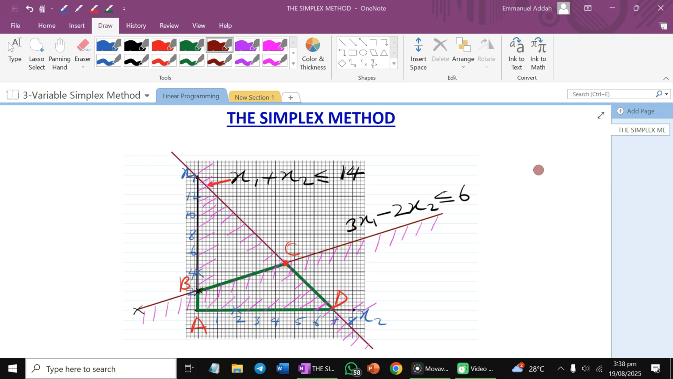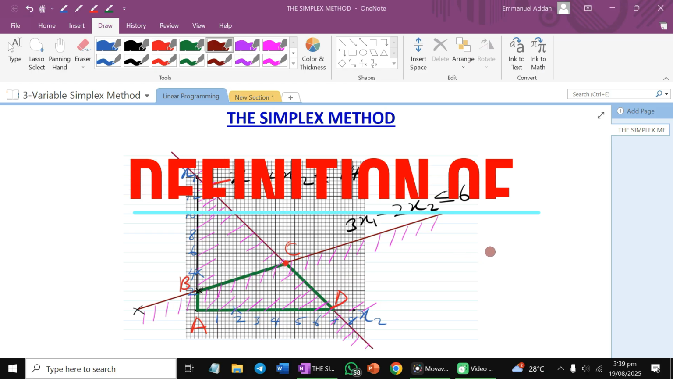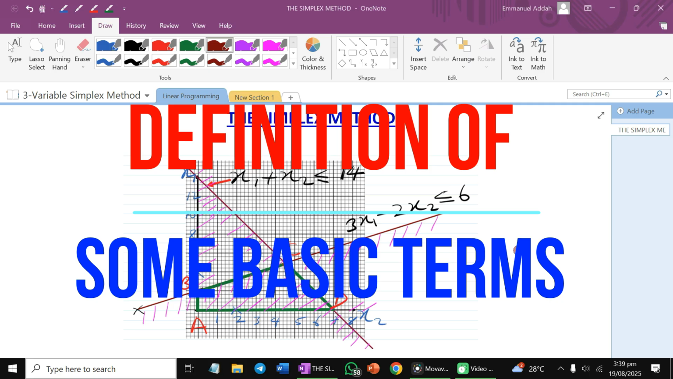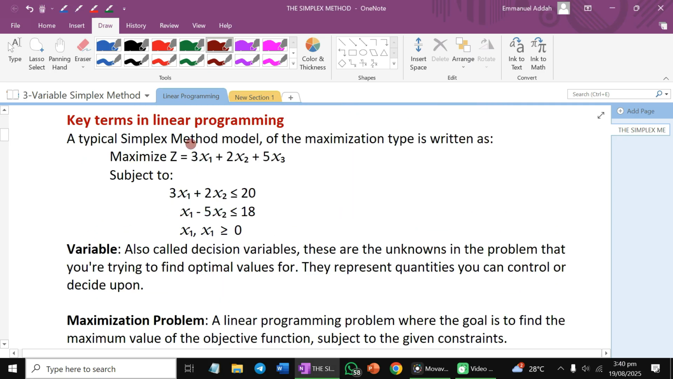Now you can solve simplex method problems, if they are just two variables, using the graphical method. But if it's more than two variables, then you can't use the graphical method anymore. That's why I brought this picture, to explain so that you understand the details of linear programming. Before we continue, let us understand the basic terms. Key terms in linear programming.